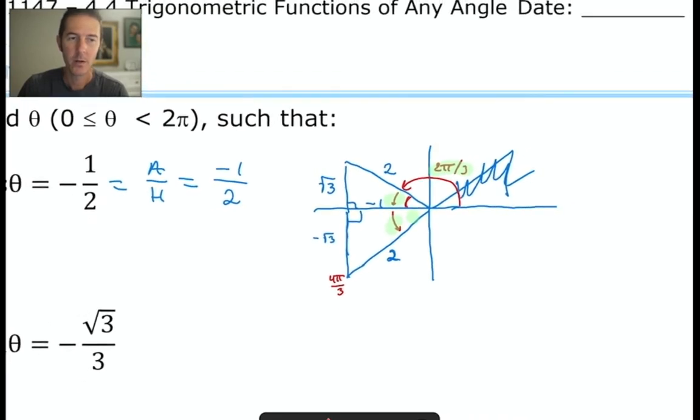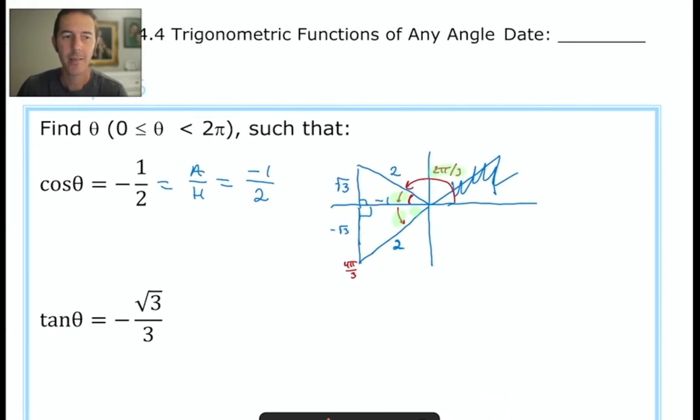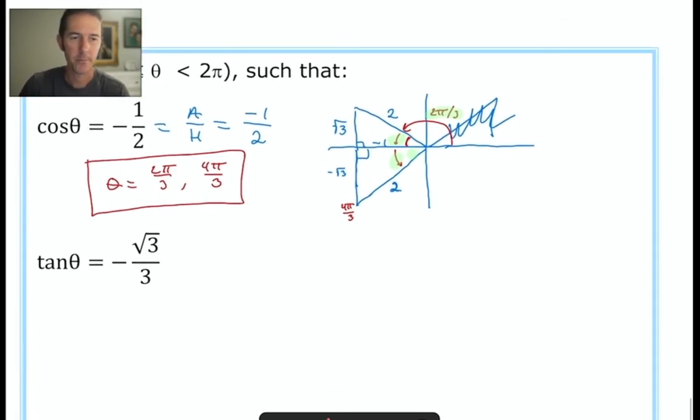Are you kidding me? We've got trig function questions now that have 2 answers. That's correct. Theta equals 2 pi over 3 and 4 pi over 3. 2 answers separated by a comma. No parentheses, no squiggly brackets or anything like that. Just a list of answers is fine.